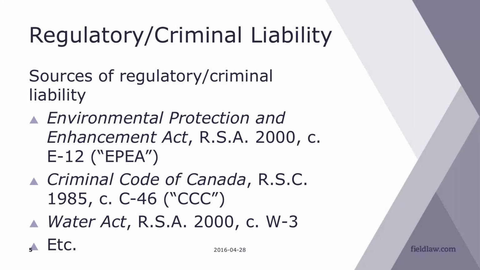Okay, so what are the sources of criminal and regulatory liability that we want to think about? These are just some examples. There are obviously others that you could think of, like the statute that you mentioned, the Species at Risk Act. But the EPEA is one obvious example. The Water Act is another. The Criminal Code of Canada is a third, right? So those are the kinds of things that can result in obligations on you or me as members of the public, but can also result in, if we breach those obligations, conviction for offenses and liability.